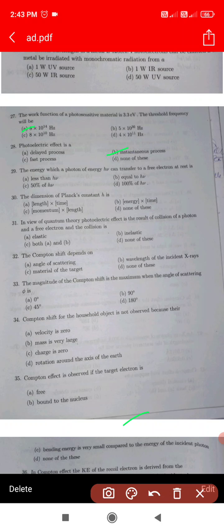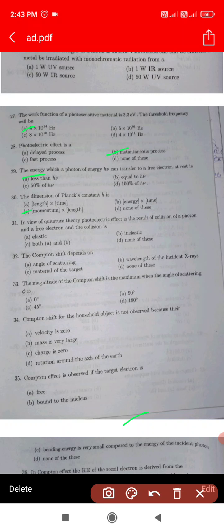After that, question 29: the energy of the photon, h nu, can be transferred to the free electron at rest; the energy is less than h nu. Next, the dimension of Planck's constant is equal to momentum into length. C is the right answer.